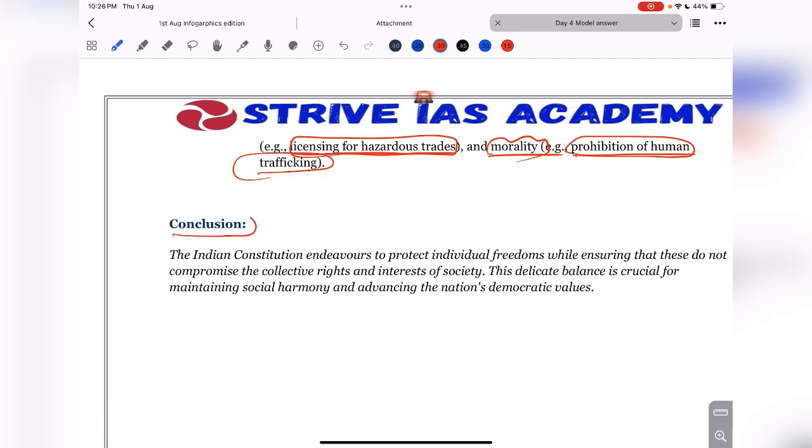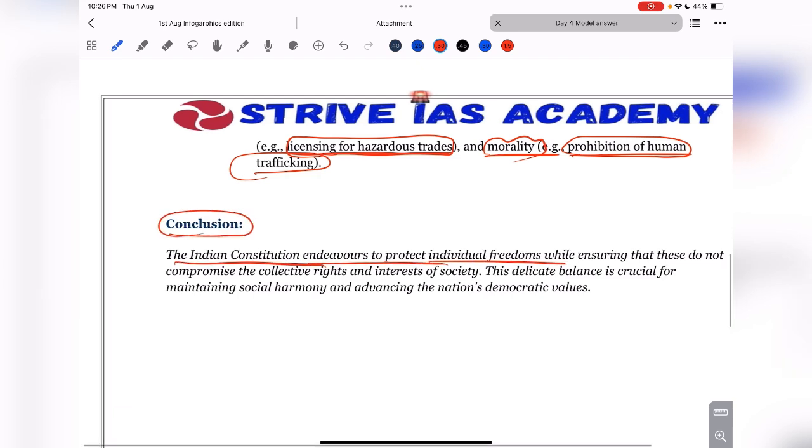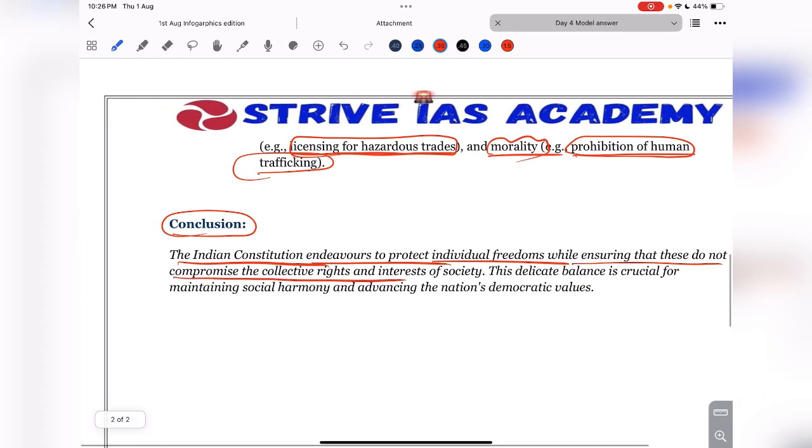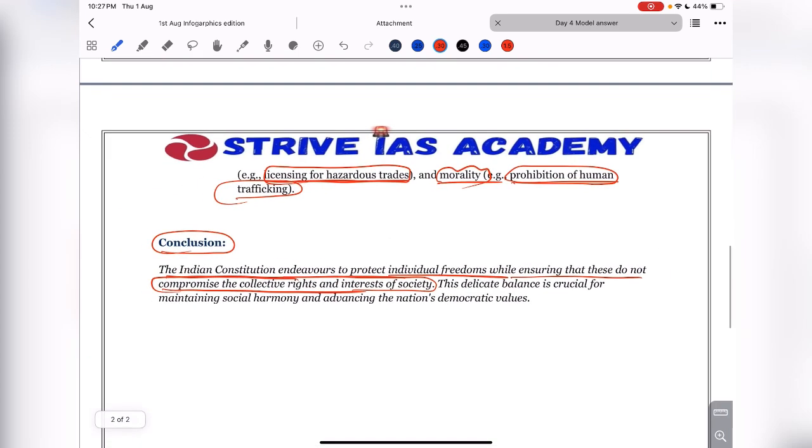Okay. The Indian Constitution endeavors to protect individual freedom while ensuring that these do not compromise the collective right and interest of society. So what our Constitution does is endeavor to protect individual freedom while ensuring that it does not compromise the collective right and interest of society.